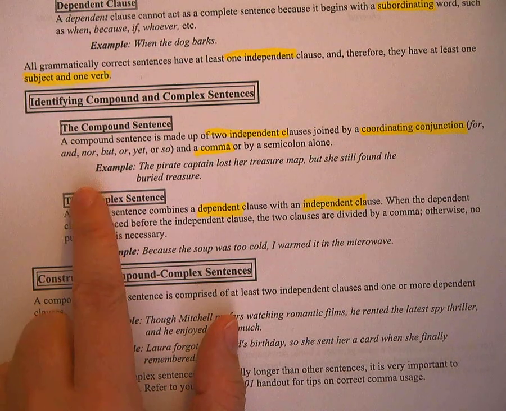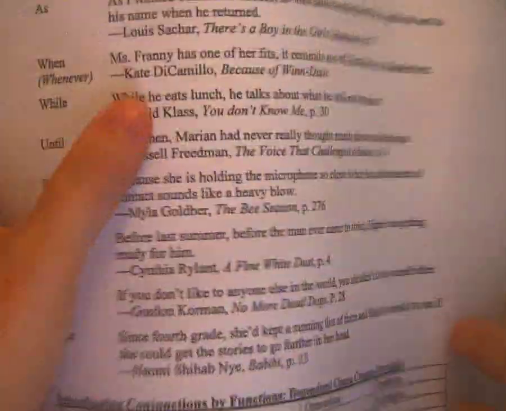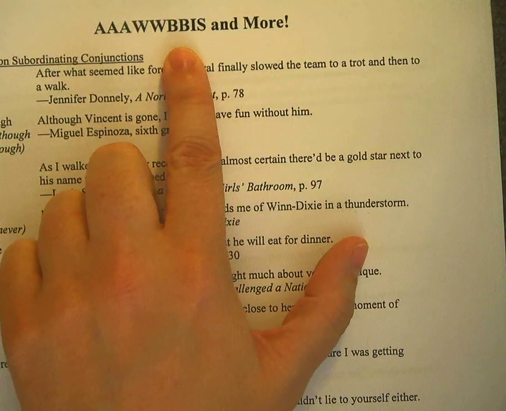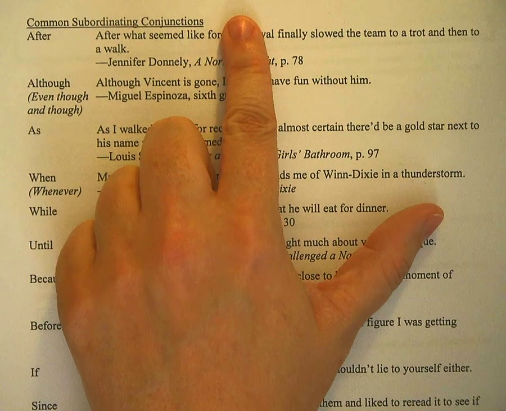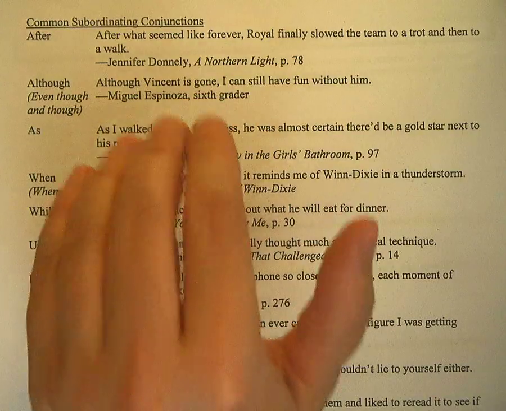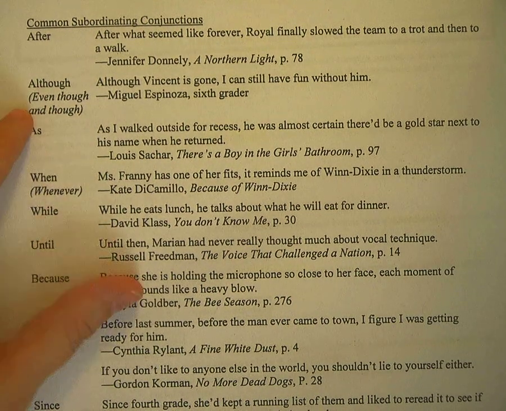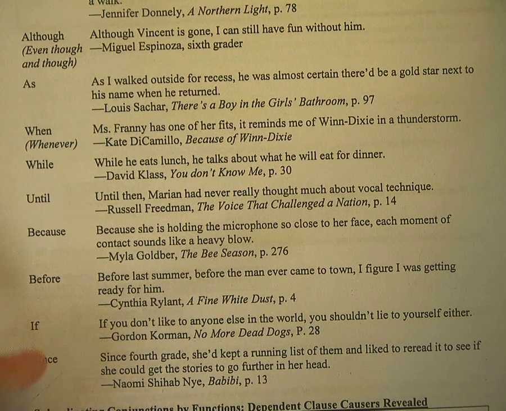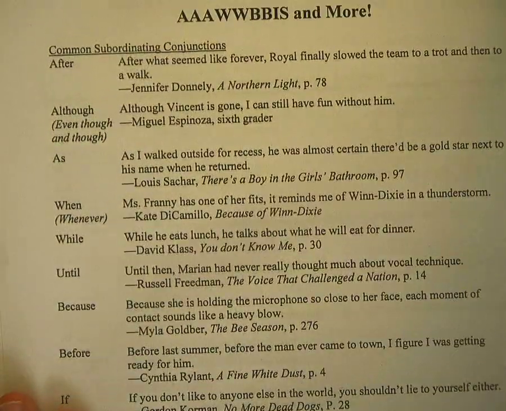For, and, nor, but, or, yet, so. For complex sentences, there's another acronym we can remember, Webos Words, okay? Webos Words are common subordinating conjunctions that create dependent clauses. Those words are after, although, as, when, while, until, because, before, if, since. These aren't all of them, but these are the most common.